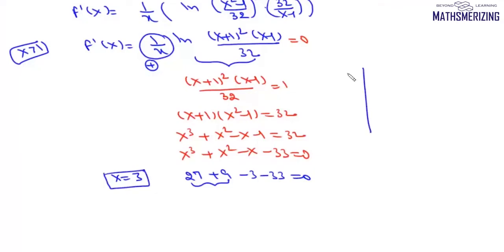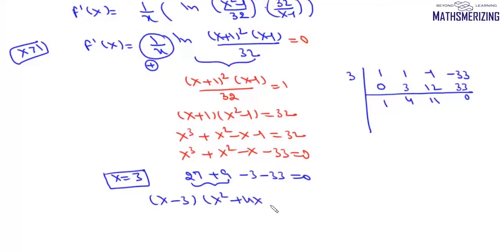So it will be 3, and then here the coefficients are 1, 1, minus 1 and minus 33. Now this one will be 0. So this is 1. Then 3 into 1 is 3. It will be 4. 4 into 3 is 12. So it will be 11, and 11 into 3 is 33. Now it will be 0. So we can factorize this as (x minus 3) into (x square plus 4x plus 11) equals 0.